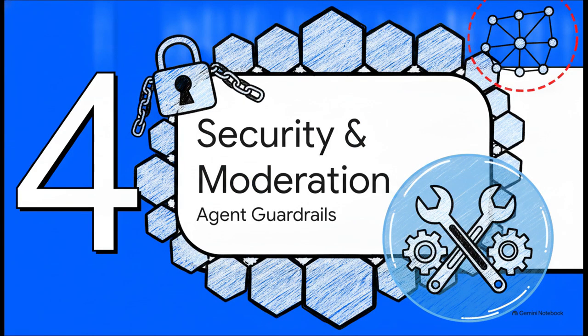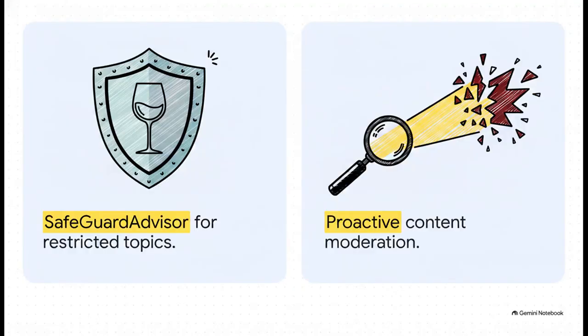Which brings us to Section 4, Security, Guardrails, and Content Moderation. Because an enterprise blueprint is basically useless without safety. An unpredictable AI is a massive liability. Spring AI provides two distinct approaches to handle this.